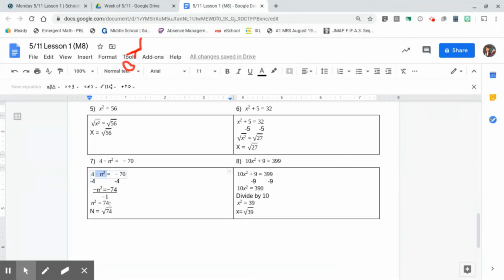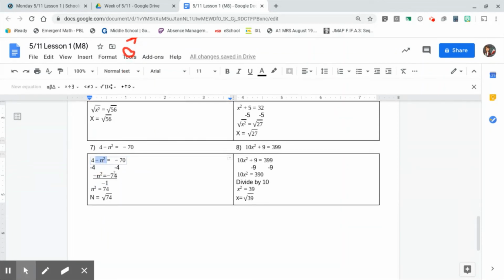of the n, okay? If you forgot about that, hopefully you would have noticed that you got negative 74 on this side. And if you try to take a square root of a negative number, it doesn't work in your calculator. It actually comes up as an error. So hopefully you knew something was wrong if that happened. And number 8, there was one extra step in here. We had to divide by 10. We should get x equals the square root of 39.